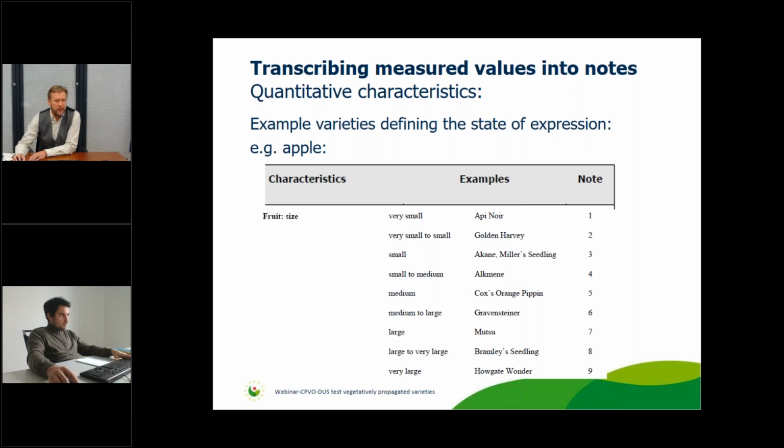Then, getting back to the technical protocol, here we have the characteristic leaf size, which is a quantitative characteristic. We have the classes with the notes from 1 to 9, for fruit size from very small to very large. To each one, an example variety is given, and if you have a candidate variety where the fruit size is attributed the note 4, for instance, you know the fruit size is roughly the same as for the apple variety Alcmene.